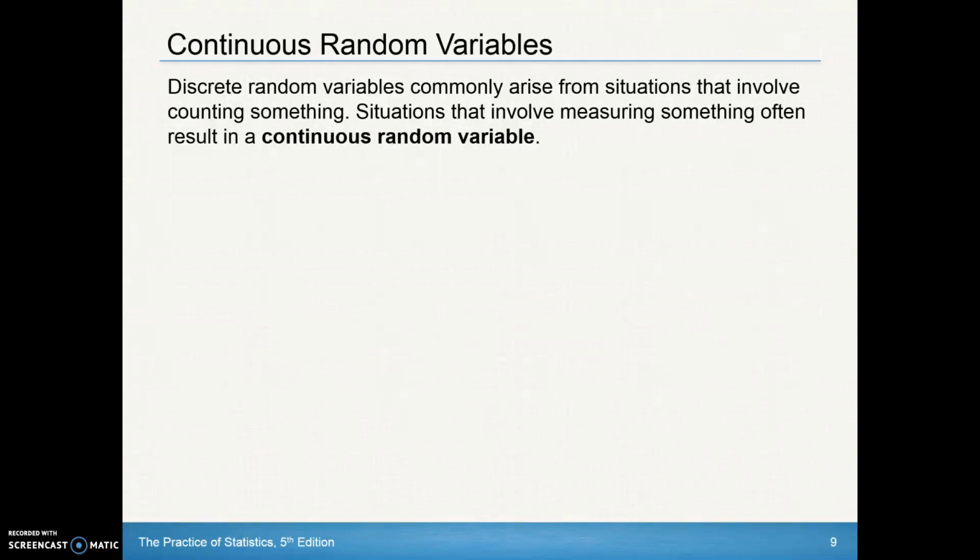Alright, we're back for day 2 on section 6.1 on discrete and continuous random variables. And today we're going to investigate simply just the continuous random variables, and kind of explain the difference between the two.